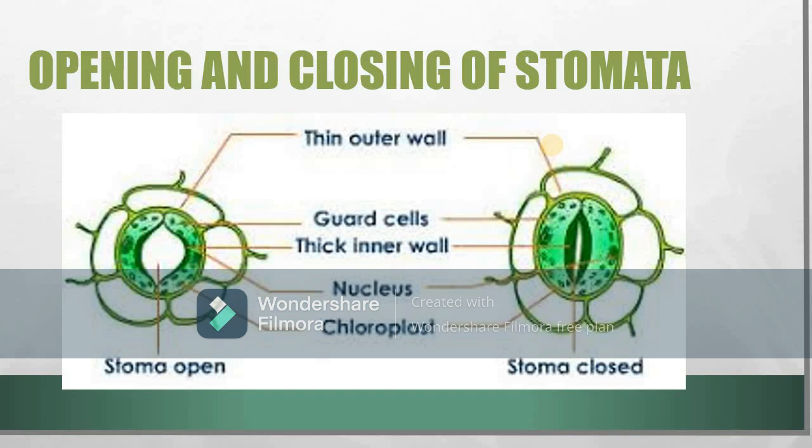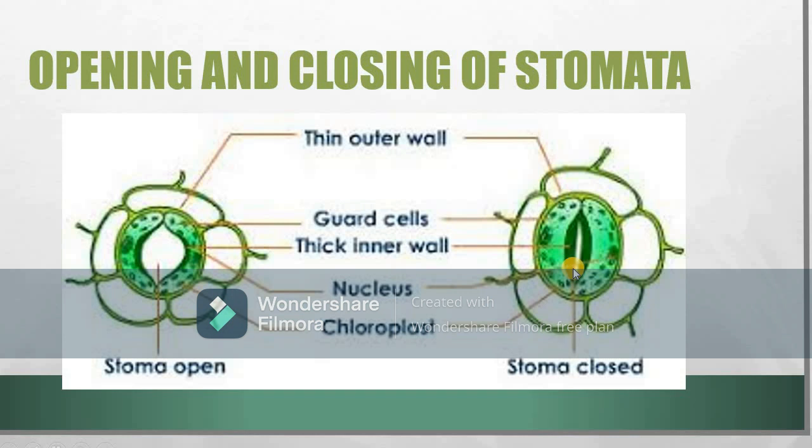The next thing is, what is the opening and closing of stomata? Before talking about the process of opening and closing, we will see the structure of it. This is the thin outer wall. Then here are the guard cells. This is the thin inner wall. Here the nucleus is present, and then the chloroplast. Both have the same structure, but here the stomata is open while here it is closed.